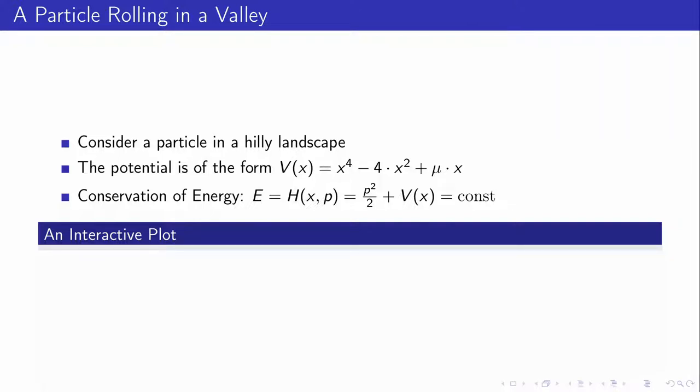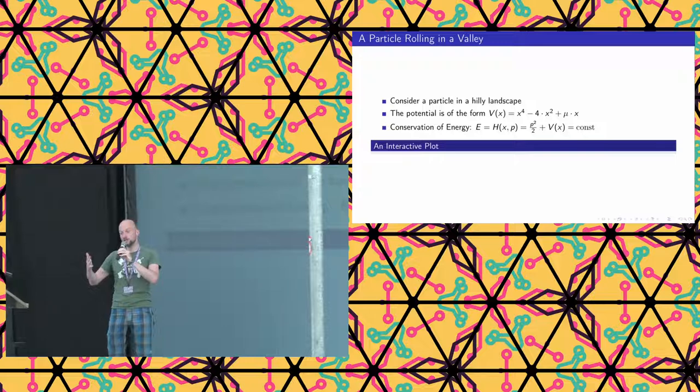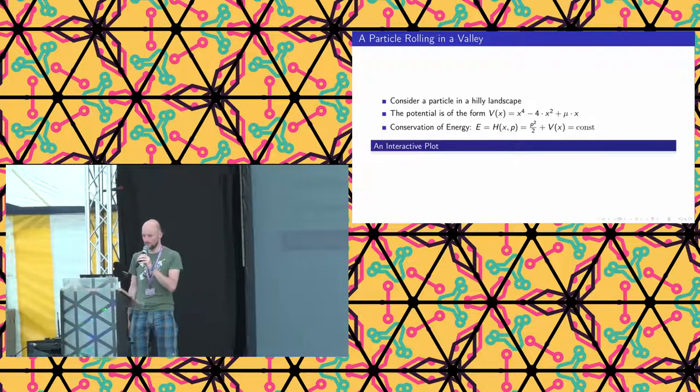So it's x to the power of 4. That's basically what makes it go to infinity at the very end, to the left and to the right. And then there's a minus x squared. That's basically what does the bulge in the middle. And then this mu, because we all love Greek letters, times x is what gives it the asymmetry. So if mu is larger and larger and larger, the asymmetry would be much larger, but it's not too big here.